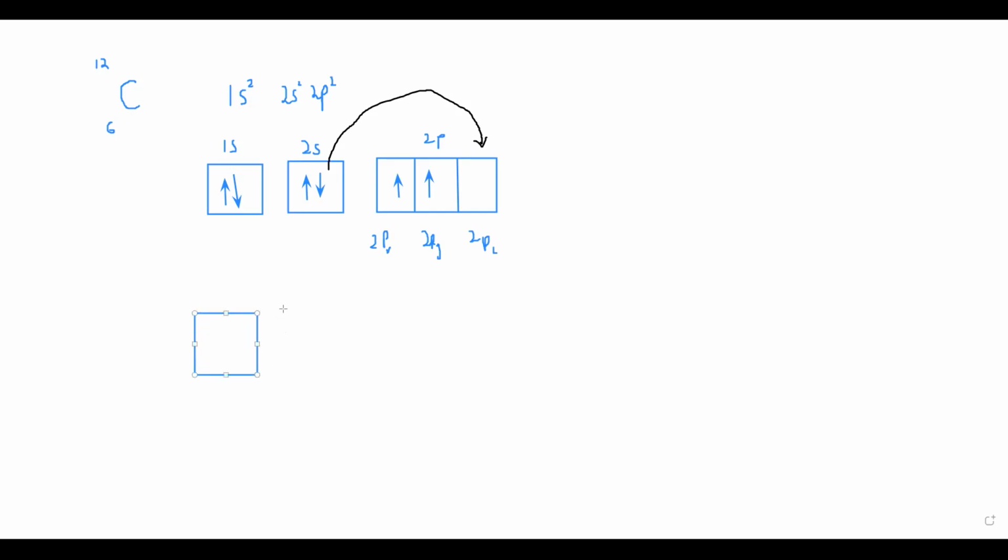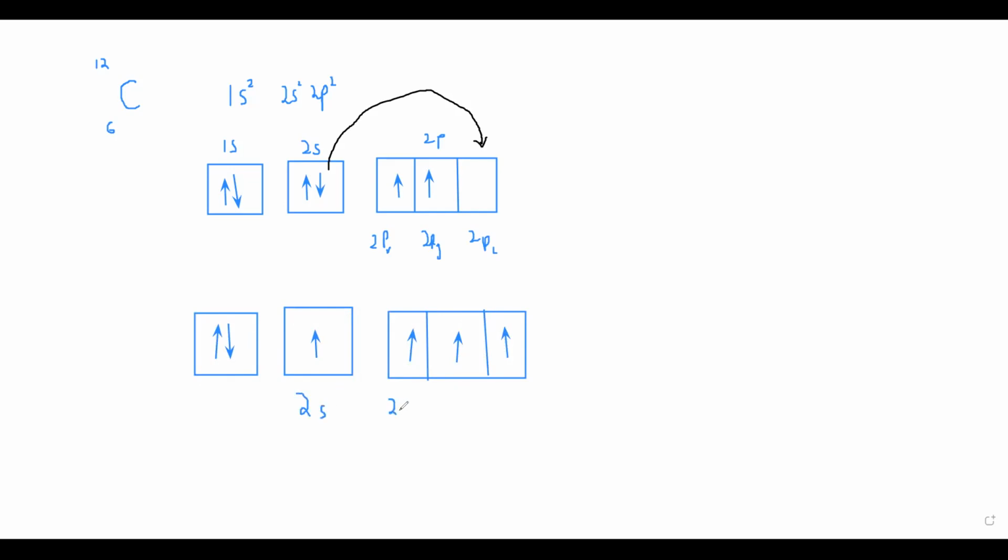there is 1s, 2s, and 2p, which is 2px, 2py, 2pz. As one of the electrons jumps from 2s to 2p, now the distribution of the electrons is: 1s has 2 electrons, one clockwise, one anti-clockwise. 2s has 1 electron, 2px has 1 electron, 2py has 1 electron, and 2pz has 1 electron. So the electrons available for sharing are in 2s, 2px, 2py, and 2pz. This is what happens for carbon.